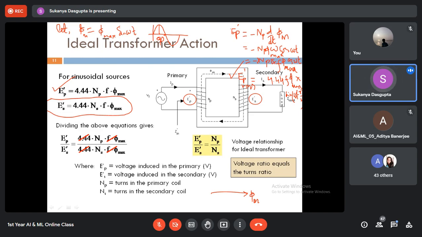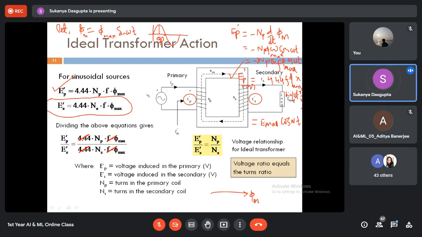It is just d/dt of phi. That means it's a cosine signal. And what is the phase difference? If you represent this EP, you will get sine of omega t minus pi by 2, right? So if the mutual flux is phi max sine omega t, then EP, the primary induced voltage, is E max, let it be E max, into cos omega t.